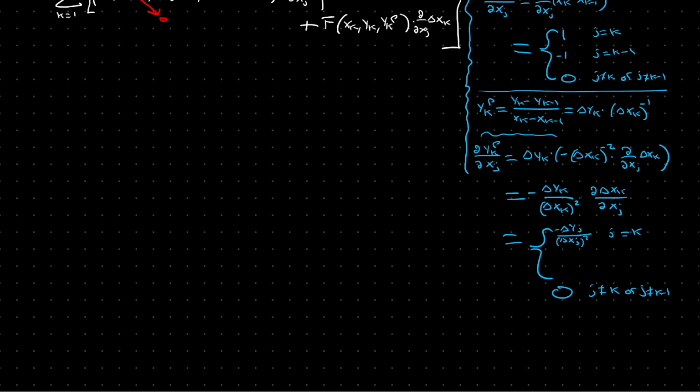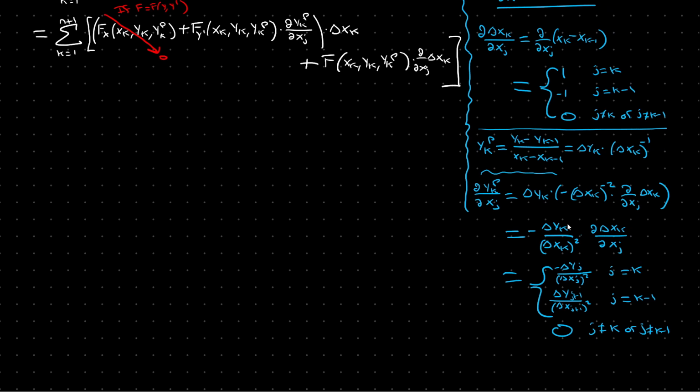squared. And because the derivative of delta xk with respect to xj is negative 1 when j equals k minus 1, that negative 1 multiplied by this negative 1 gives you positive. So this is going to be positive delta y, and k here will be j plus 1, delta y j plus 1 over delta x j plus 1 squared, just like before from this formula right here. This is when j is equal to k minus 1 or k equals j plus 1.